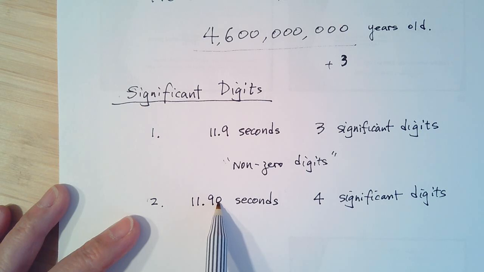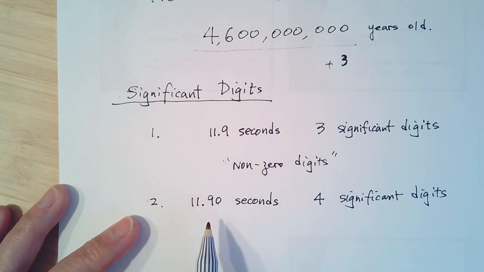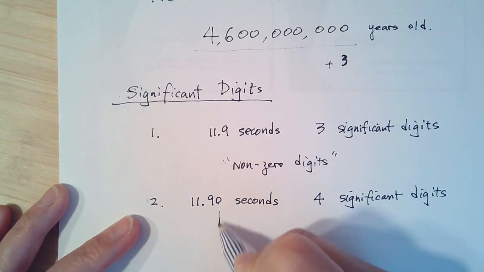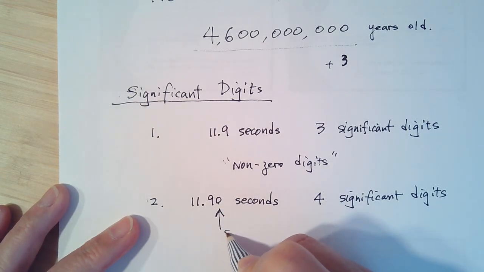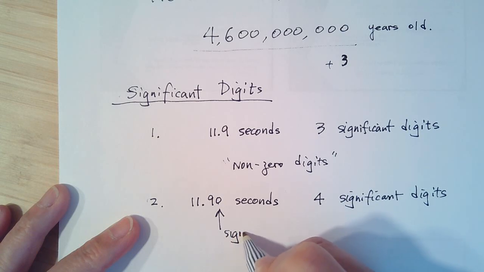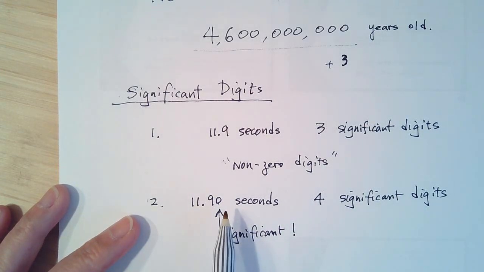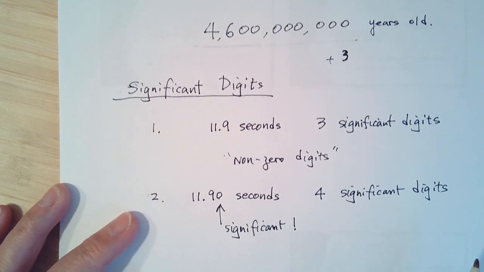Okay, I will talk about this later. You're going to see why this zero makes a big difference. Okay, so zeros that follow a non-zero digit and are to the right of the decimal point are always significant. So at the end, this is significant. That's to the right of the decimal point, and it follows a non-zero number. So that's significant. All right.